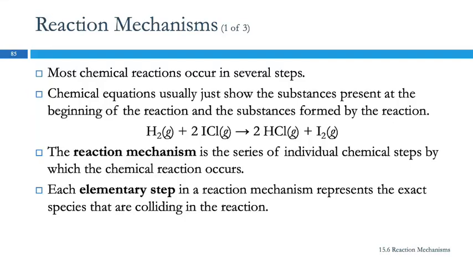Okay, so if you remember last week, we watched a video during lecture, and it talked about some things that we had just covered and also kind of gave us a preview of what we're going to cover today. So most chemical reactions occur in several steps, not in a single step. Chemical equations generally just show the substances that are present at the beginning of the reaction, the reactants, and the substances that are present at the end of the reaction, the products. But there may be several steps that happen in between.